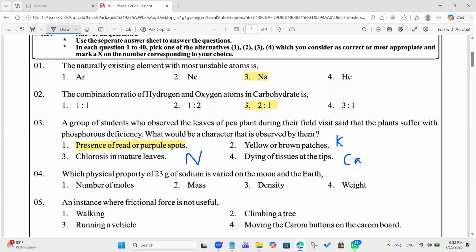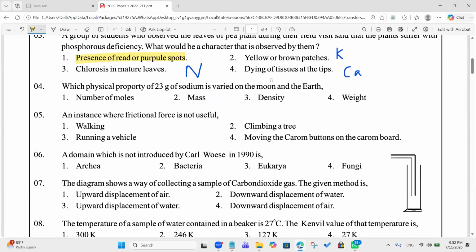What's your answer? Which physical property of 23 gram of sodium is varied on moon and earth? Weight. Weight, correct. The other properties do not change, but the weight changes. An instance where frictional force is not useful. Yes. Walking, climbing a tree, running a vehicle, moving the carom button on the carom board.